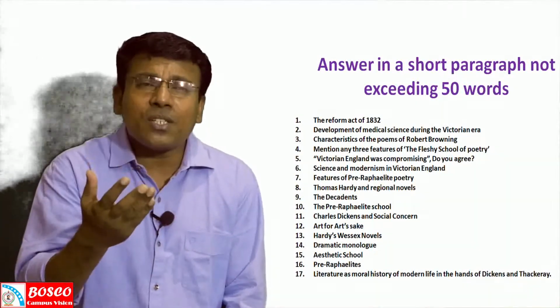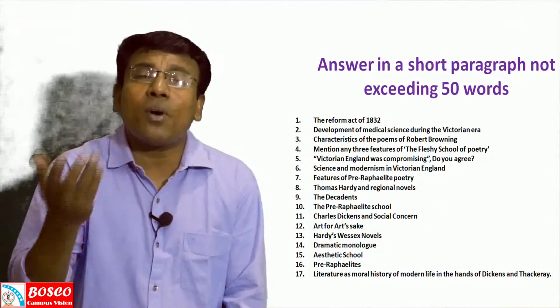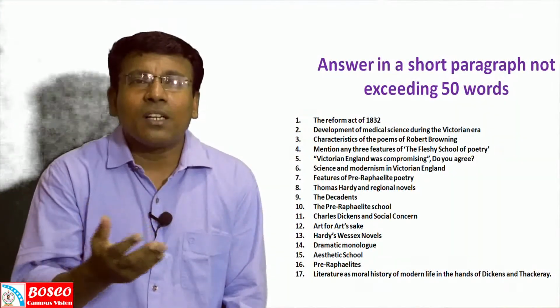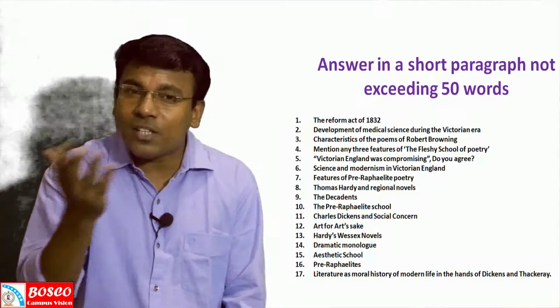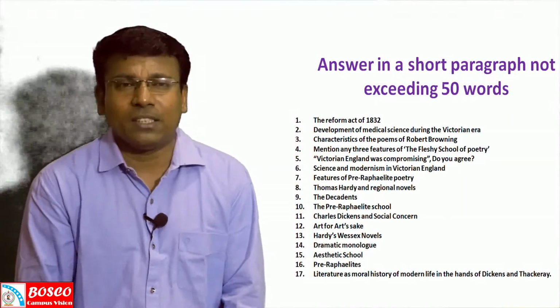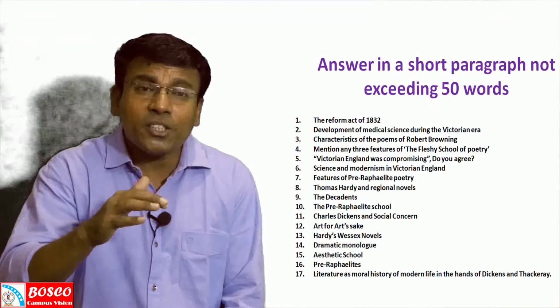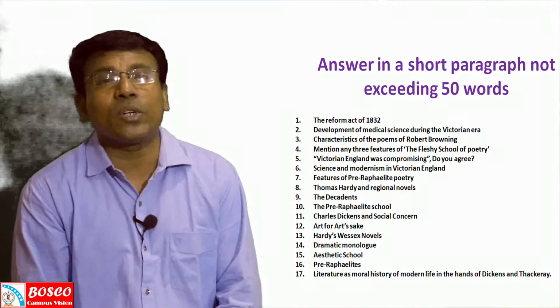The fourth question, mention any three features of the fleshly school of poetry or the pre-Raphaelites. The fifth question, Victorian England was compromising. Do you agree? We have had a lecture on Victorian Compromise. The sixth question that appeared under this category is science and modernism in Victorian England.